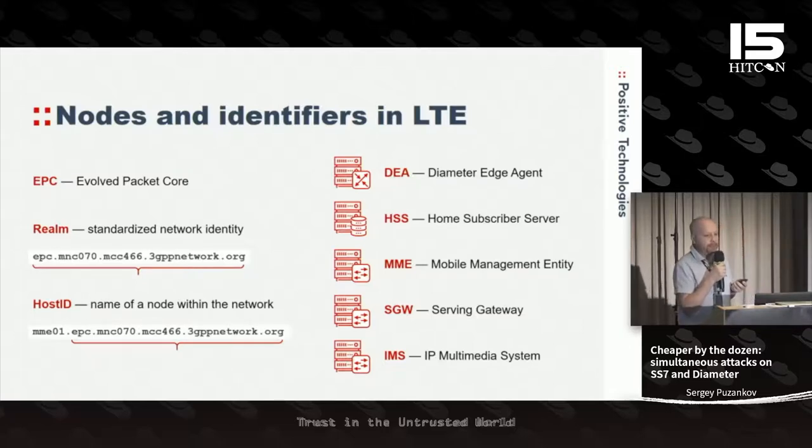And nodes. DEA, Diameter Edge Agent. This node also defines switching of the signal traffic, like STP does for the SS7. HSS, home subscriber server. This is an evolution of the home location register for the 4G networks. MME, mobility management entity. This node is responsible for mobility management procedures of subscribers in LTE networks. And also MME chooses the SGW for data traffic handling.